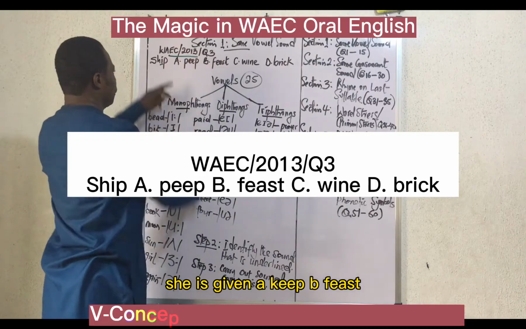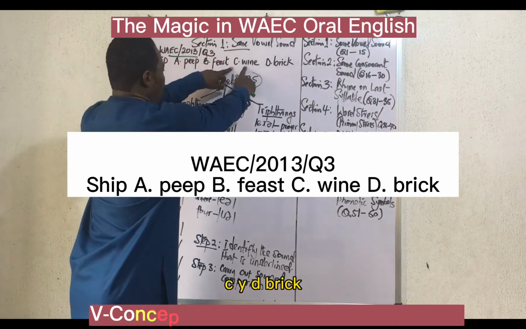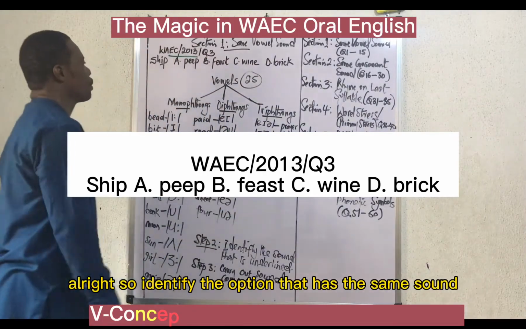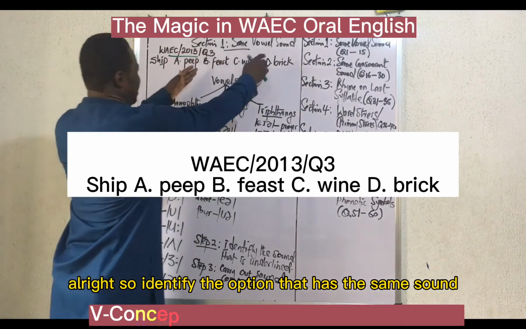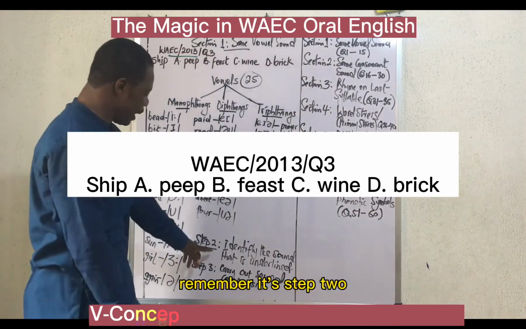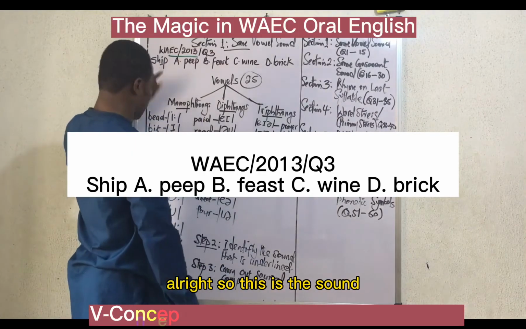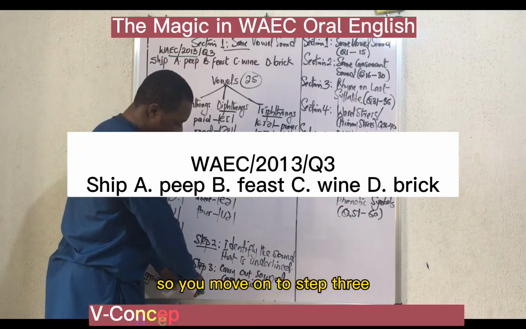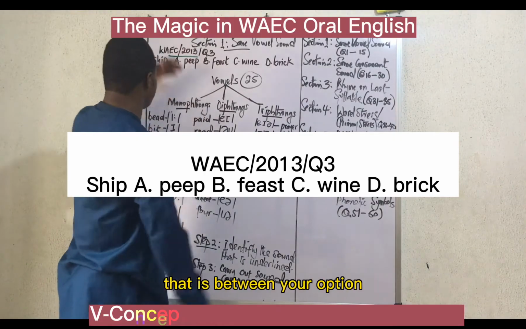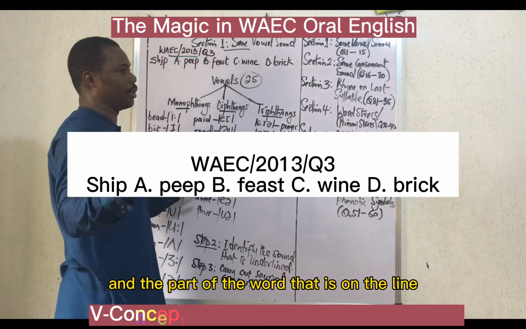Sheep is given. A, keep. B, feast. C, wine. D, brick. So identify the option that has the same sound as the sound that is underlined in the word. Remember in step 2, we said identify the sound that is underlined. So this is the sound. So you move on to step 3, which is carry out sound comparison, between each of the options and the part of the word that is underlined.